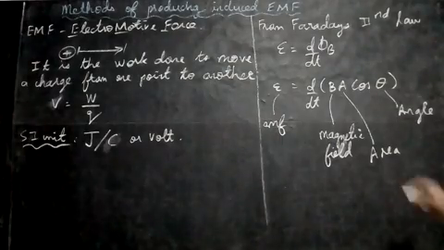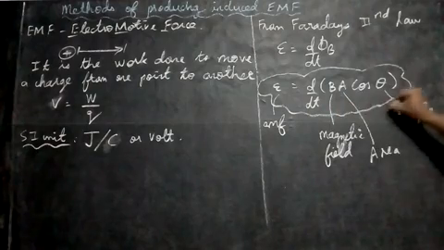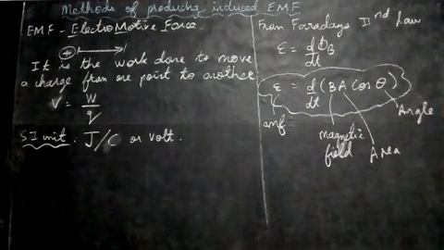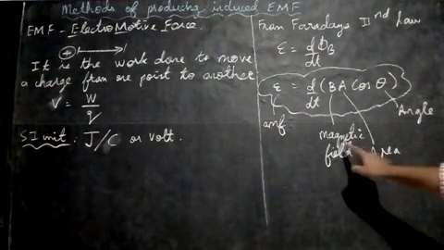So this is a very important equation to show how EMF is produced in a circuit. By changing any one of these three things, we can produce EMF. So let us see the first one: the method of production of EMF by changing the magnetic field.